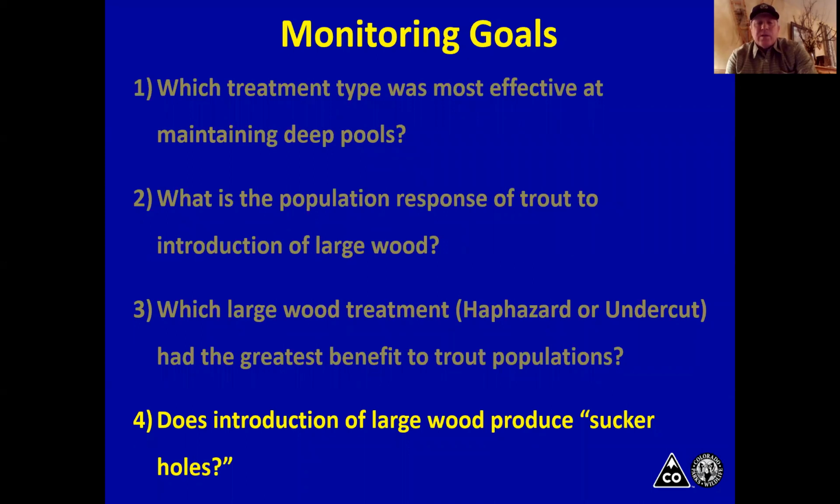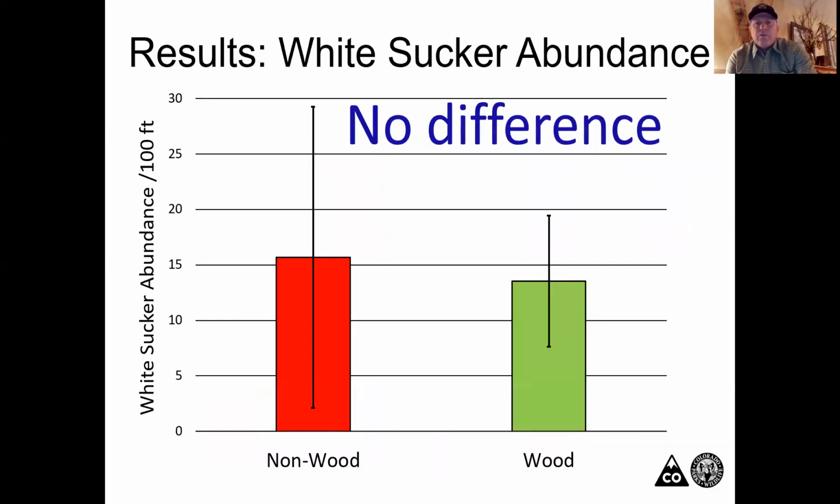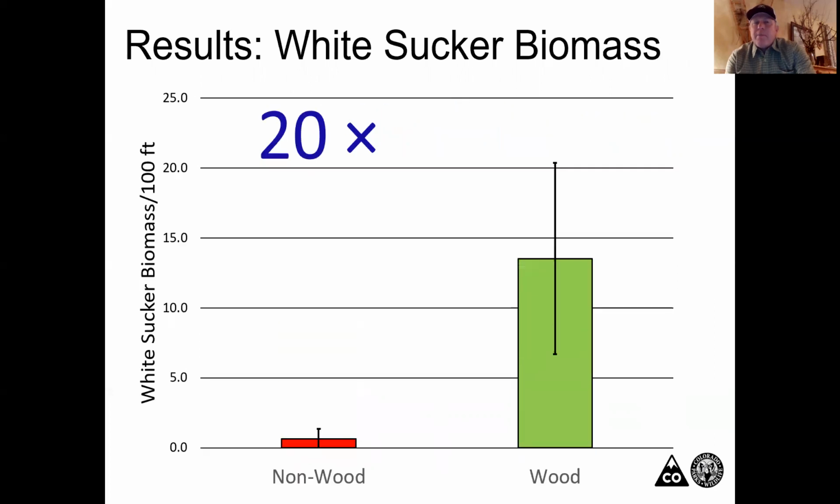The last thing was, does the introduction of large wood produce sucker holes? Well, according to our density estimates, we just looked at abundance of suckers per 100 foot of pool. Then there was no difference. You can see the 95% confidence intervals overlap completely. However, we looked at biomass of white suckers. There actually was a 20 times higher biomass of white sucker in the wood dominated pools than non-wood.